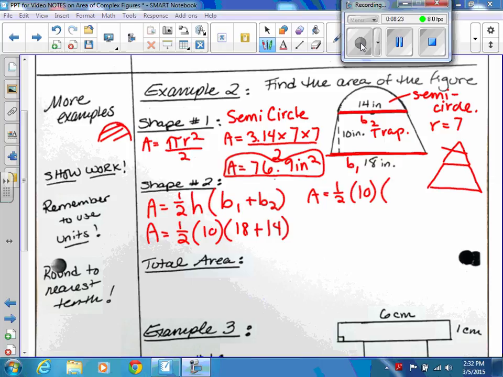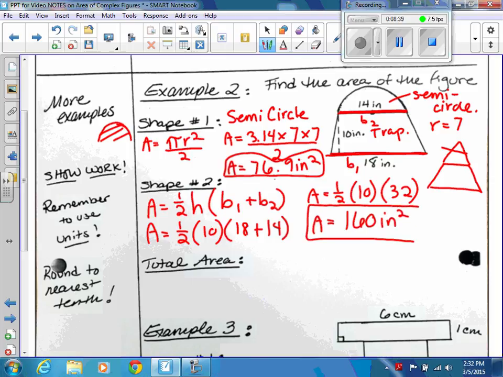Half of 10 times 32, because 18 and 14 are 32. And then when I do the math, I wind up with area is equal to 160 inches squared. And again, all I have are 2 areas. I have 2 separate areas, but I need to find the area of the whole figure. So I need to add these up.